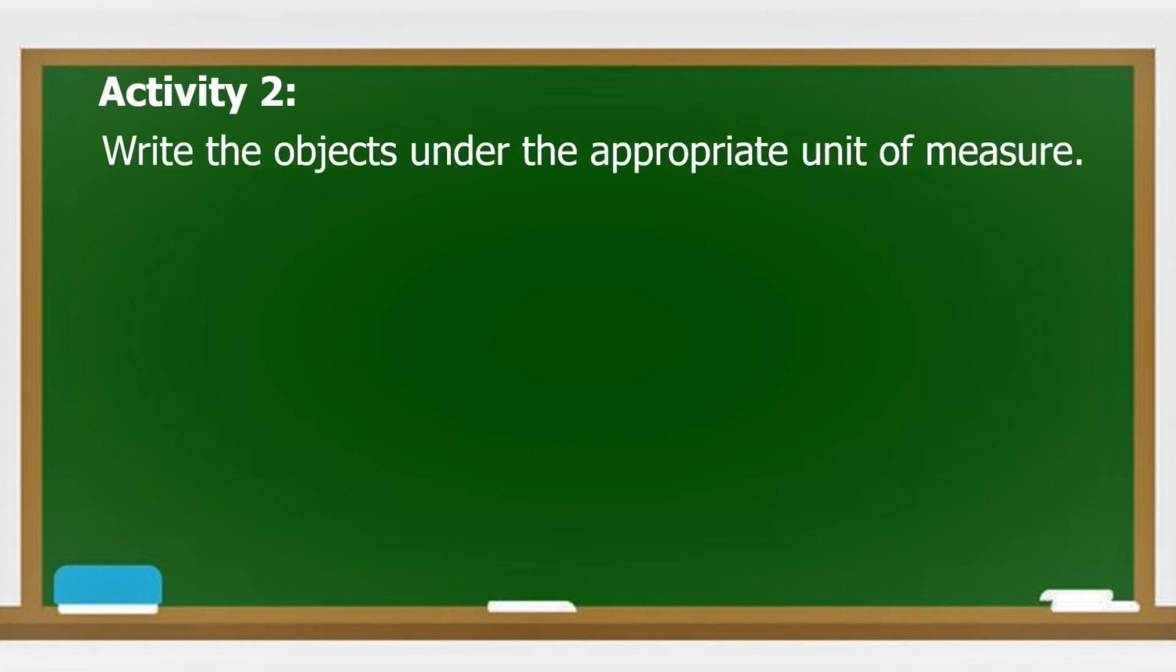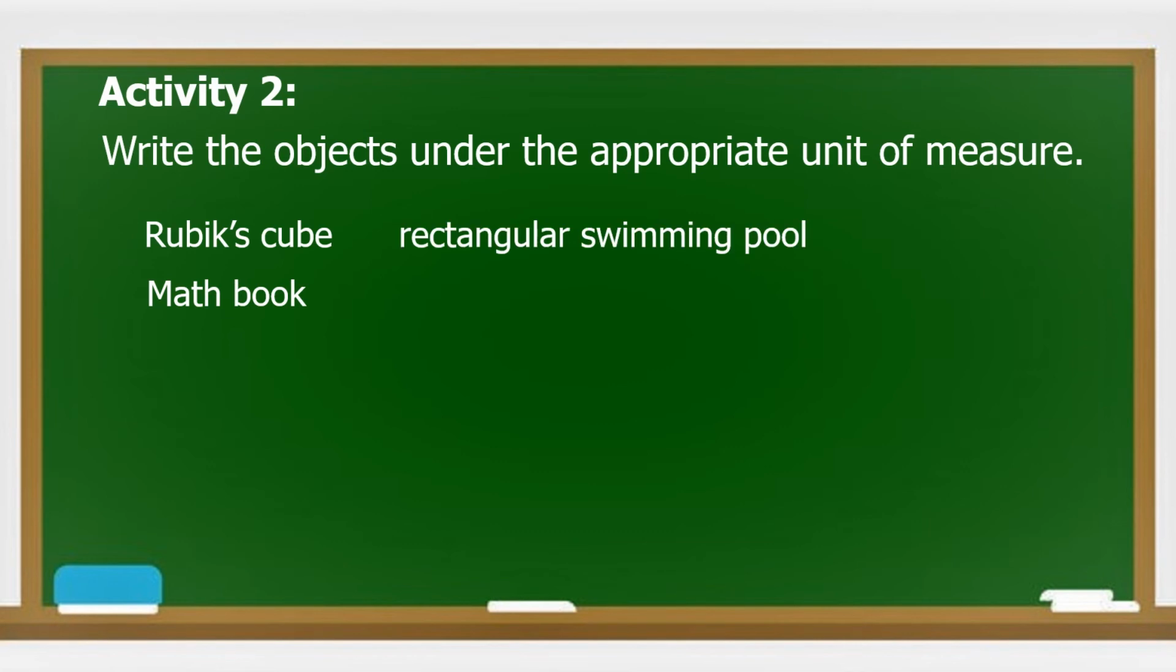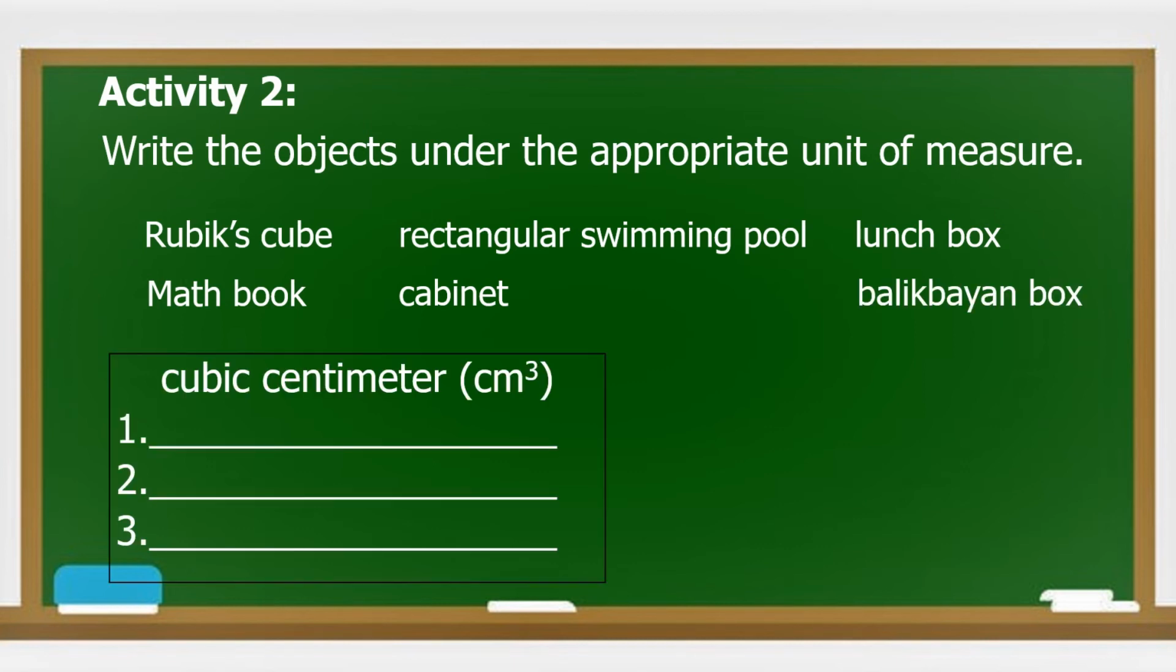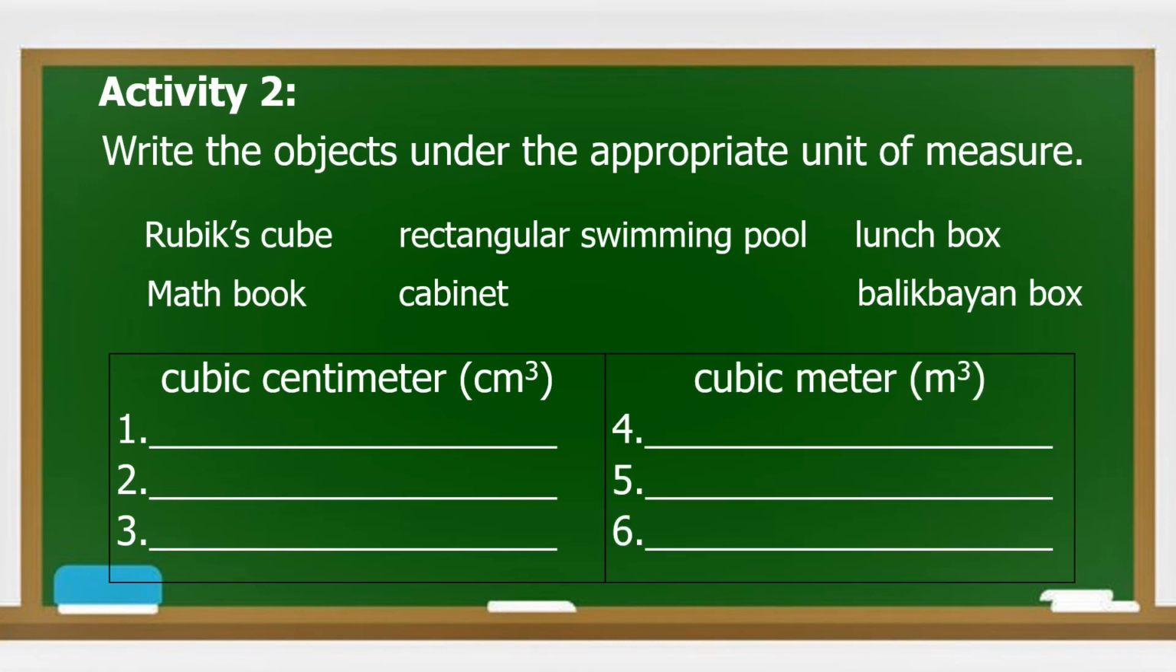Get ready for Activity 2 on page 9. Write the objects under the appropriate unit of measure. The objects are Rubik's Cube, Math Book, Rectangular Swimming Pool, Cabinet, Lunchbox, Balikbayan Box. Under the first column, what are the three objects which are appropriately measured in cubic centimeter? In the second column, what are the three objects which are appropriately measured in cubic meter?